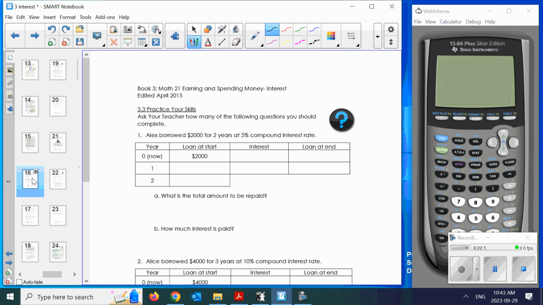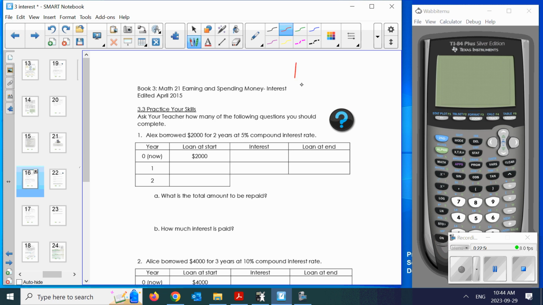Ask your teacher. Oh, that's me. How many of the following questions should you complete? I'm thinking them all. Alex borrows $2,000 for 2 years at 5% interest. How do we do this? I'm going to go through it with you. You do this with me. Here's what I'm doing. I'm filling this chart. What's the amount to be repaid?